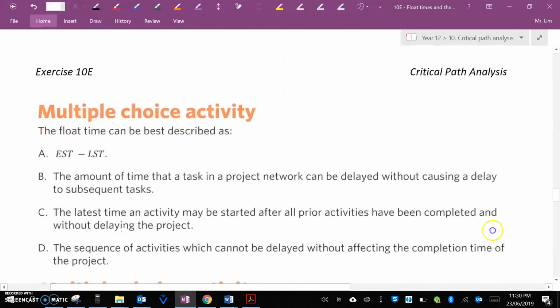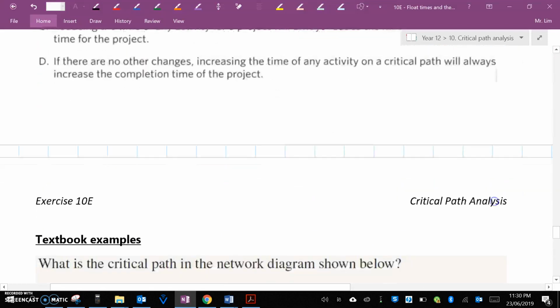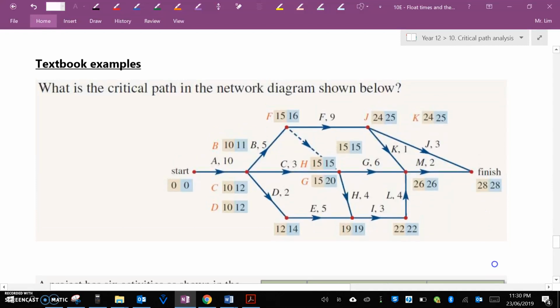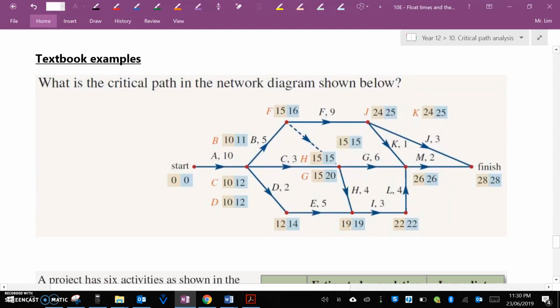Let's go through this one. Okay, so what is the critical path in the network diagram shown below? So this is from your textbook. So let's just write the float times for each of these.